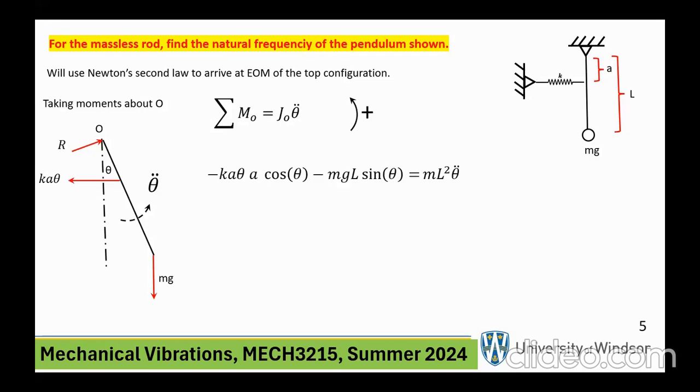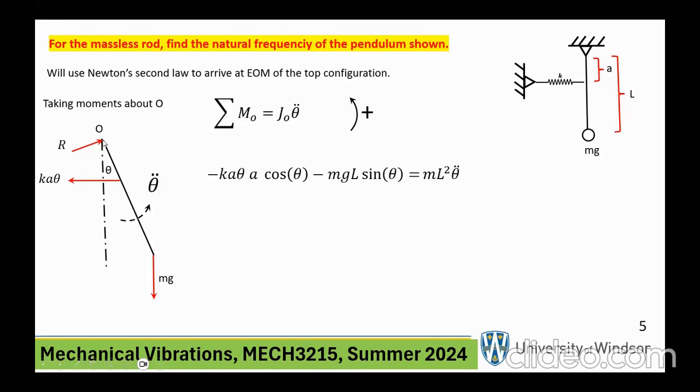Now, what are the moments? There is this spring force that has a moment arm, which is a cosine of theta, the projection of this length a on the vertical axis, so it's right here. Because I'm taking counterclockwise as positive, this causes a clockwise moment, and therefore there's a negative sign here. There is m g times the moment arm, and the moment arm is that length, right? And that length is L times sine of theta, equal to the mass moment of inertia about the point O.